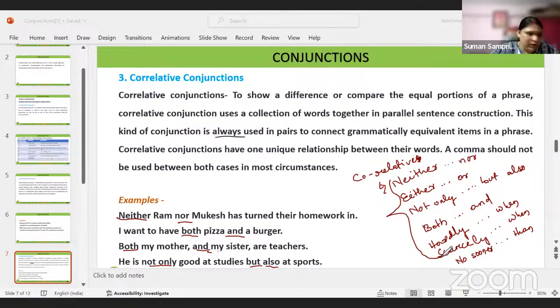You talked about correlative conjunctions or the relatives? Neither Priya nor Sheila ate. And one more thing you will notice here: if neither is followed by a noun, nor will also be followed by a noun. If you find a noun after both, then after and also you will find another.